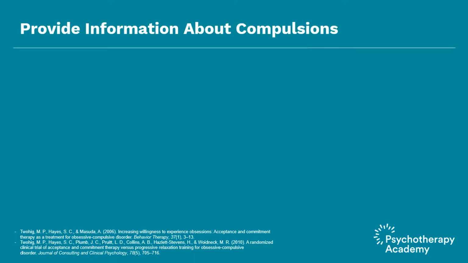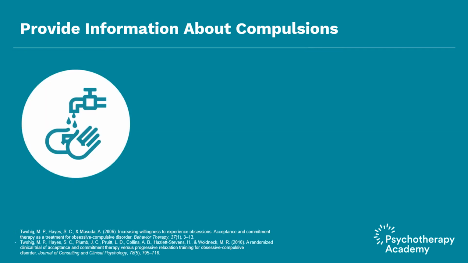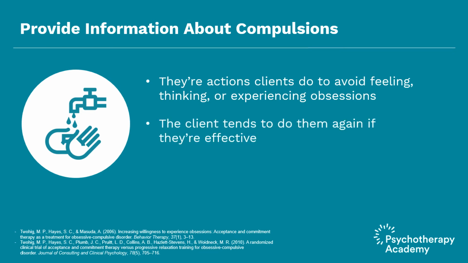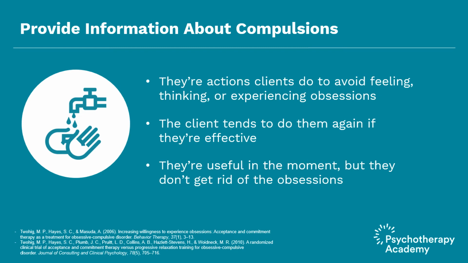Then you'll want to share with them the second part, which are compulsions. I describe this to my clients as these are things that you do in order to try to not feel or think about or experience the obsessions. This can be something that you do over and over, or this can be something that you are doing once in that instance, but if it is effective, you tend to do it again in the future. It can be useful in the moment, but they often tend to not work in the long run as far as getting rid of the obsessions.